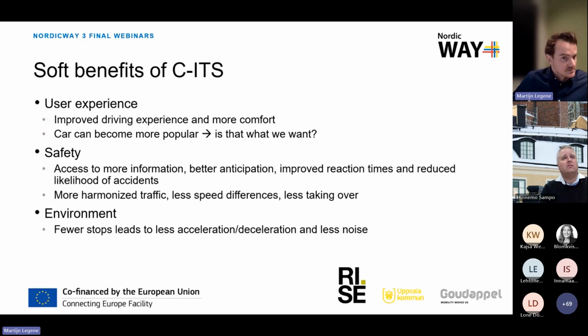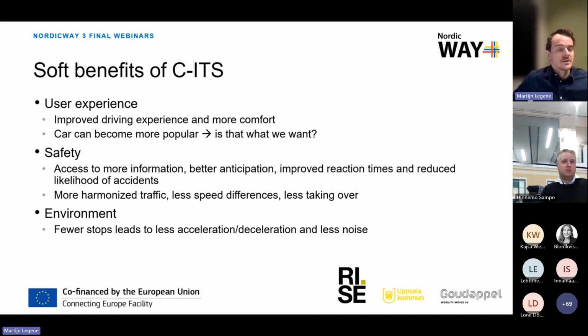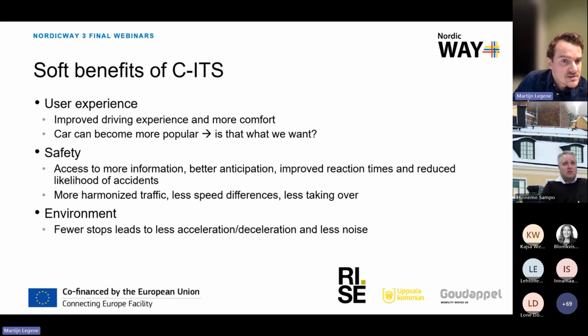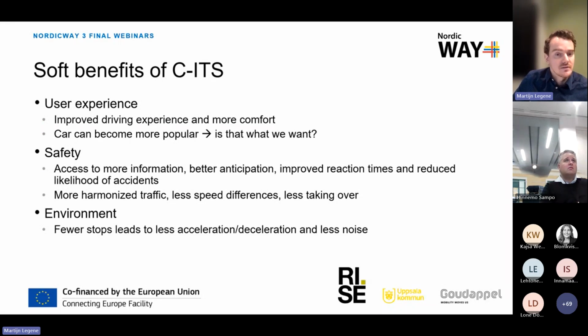So cities should also ask themselves, is this what we want? In certain locations, it could be what you want. But if you talk about the city center, maybe you should reconsider increasing the popularity of cars. According to safety, access to more information leads to better anticipation and improved reaction times. And this could reduce the likelihood of accidents. And more harmonized traffic leads to less speed differences and less taking over. And for the environment, fewer stops not only lead to less emissions, but also to less acceleration and less deceleration. So it also is a bit more friendly for the tires, and it has less noise for people who live close to intersections.